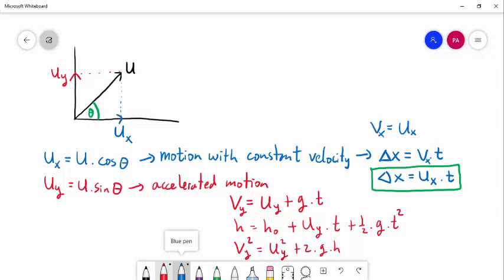And just a note that in vertical motion, the velocity in y is always zero at the highest point.